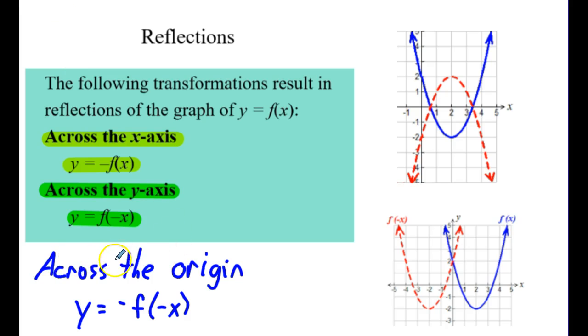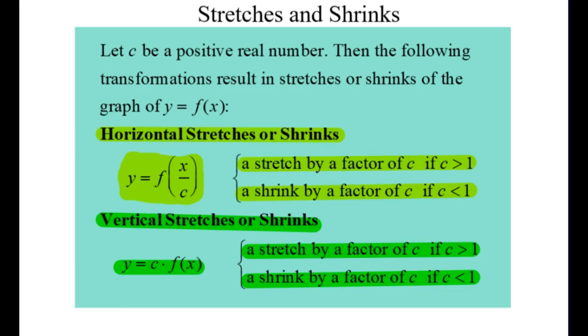And then we also have a reflection across the origin, which is going to be a combination of both. Our x values are going to change to the opposite. We're going to negate those, and we also negate the y values. The last types of transformations we are going to discuss are non-rigid transformations, meaning our shape is going to be distorted in some way.